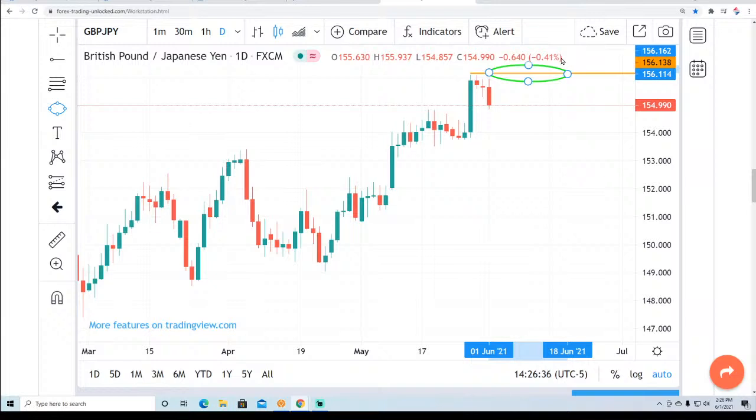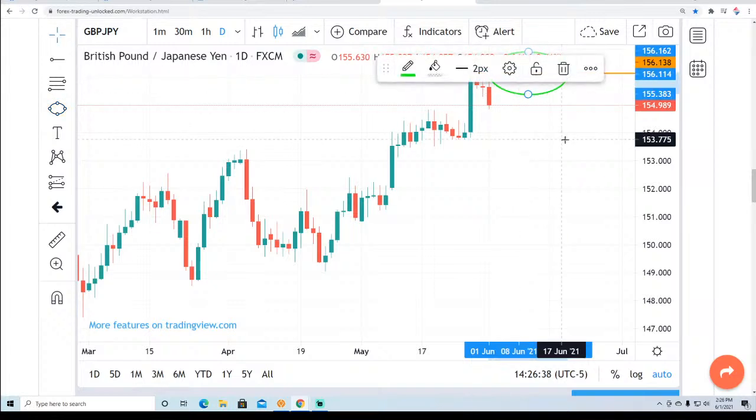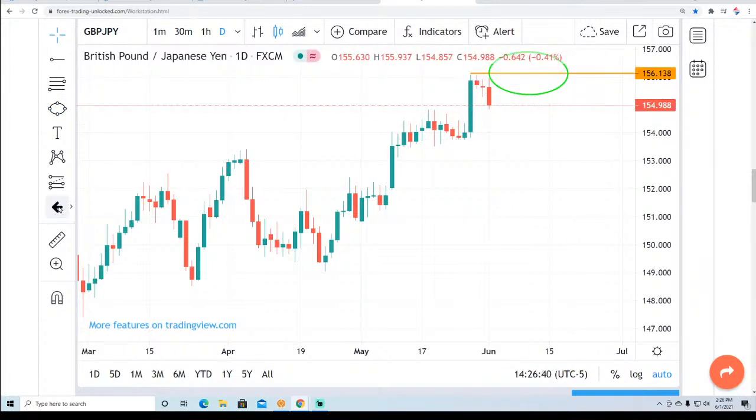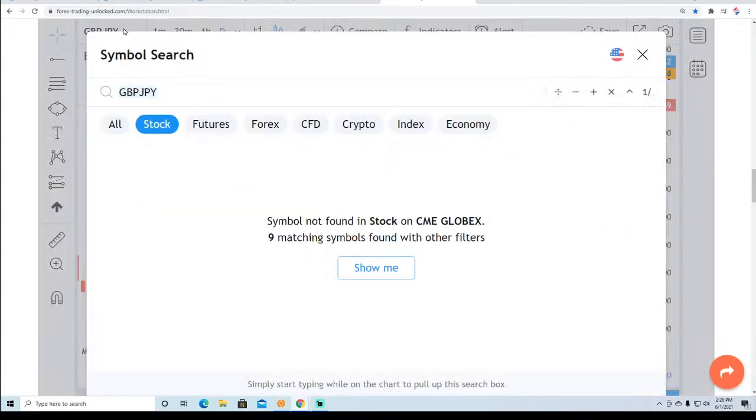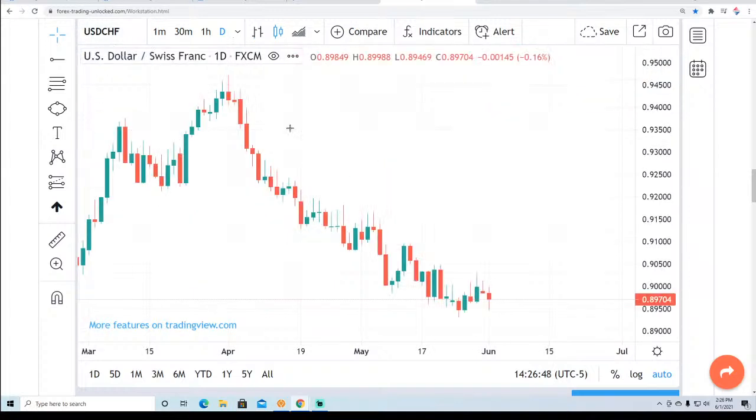So be very careful about being a bear in this one. Most likely we are going to see a bullish breakout with this currency here. So now let's go into the US dollar CHF. US dollar CHF, you can see that the US dollar is under a little bit of pressure here.